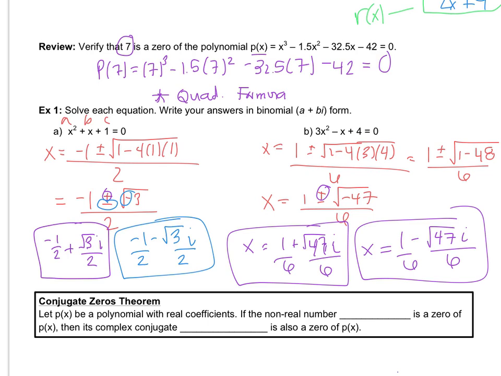So the conjugate zeros theorem says if p of x is a polynomial with real coefficients, and if the non-real complex number a plus bi is a zero of p of x, then its conjugate z bar, which is a minus bi, is also a zero. It's a big deal, and it will help you find all of the zeros of complex numbers. So we will stop there and finish up the last page of 5.6 in class together and just kind of solidify what these notes were about. And I will see you then.